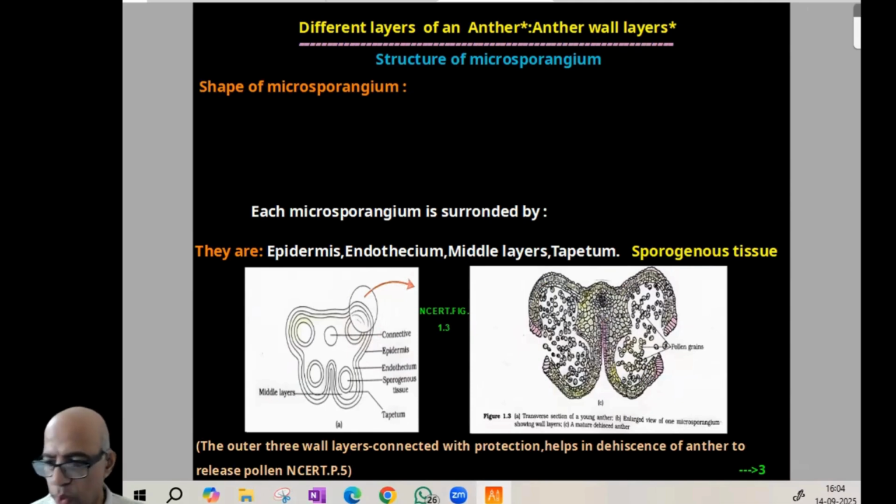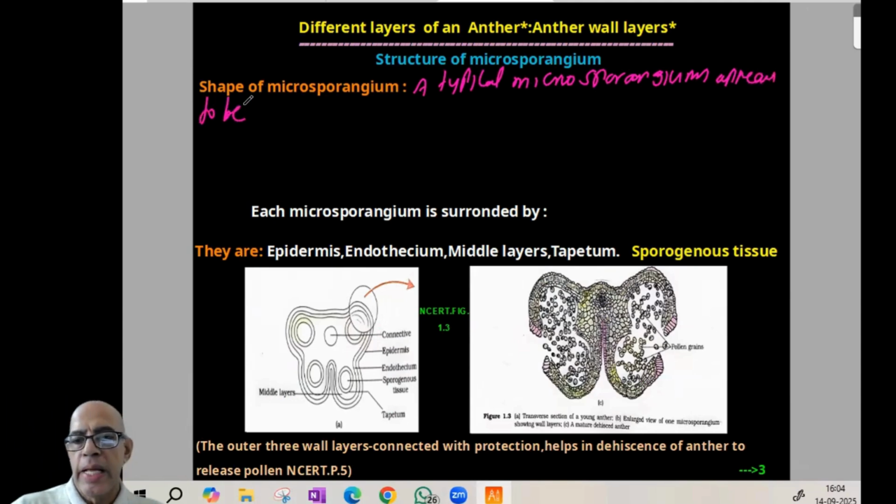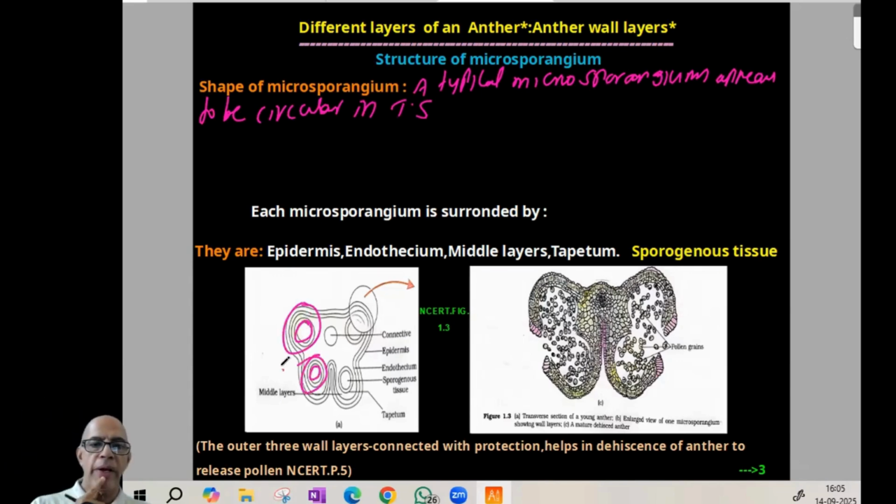So, structure of microsporangium. It first starts with the shape. A typical microsporangium appears to be circular in TS. Here you can find this one. Circular in TS, the outline is circular.